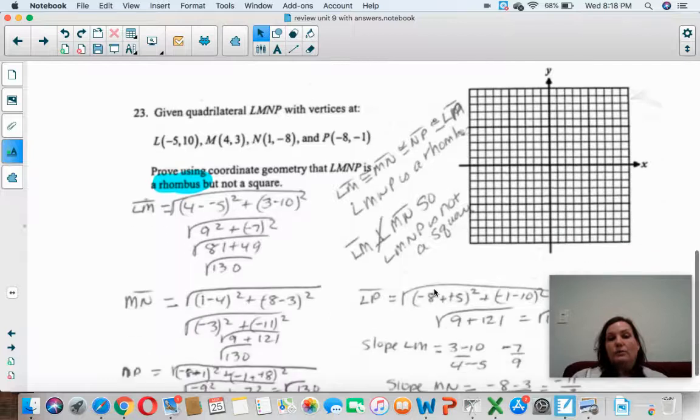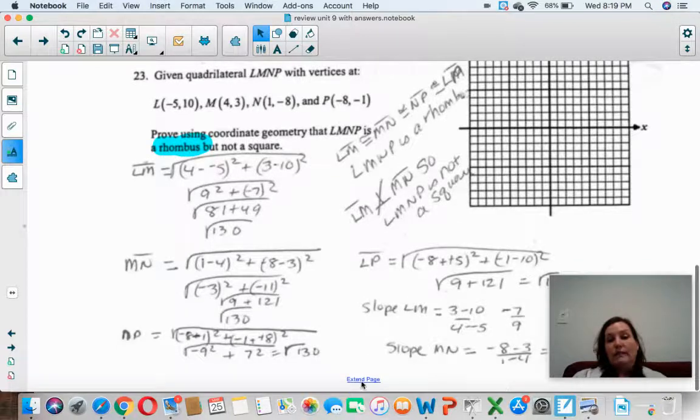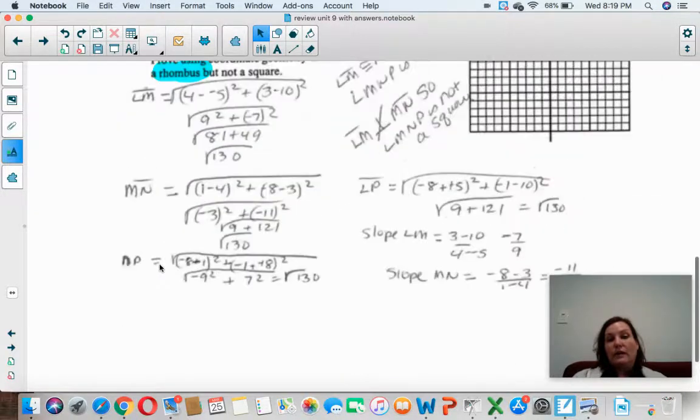23 wants you to prove it's a rhombus but not a square. So to prove it's a rhombus, you have to prove that all the sides are congruent. Again, that's the long one. You have to do the distance formula 4 times. So as soon as you hear rhombus, you're thinking, okay, a rhombus has all 4 sides congruent. Let me do my distance formula. Okay, so that's the long one. They all have a length of radical 130. You do not need to simplify this. All right, they all have a length of radical 130.